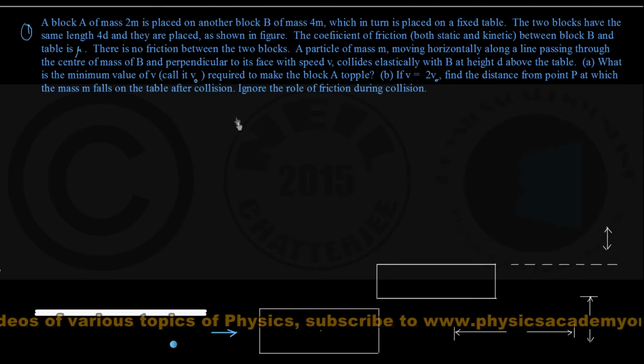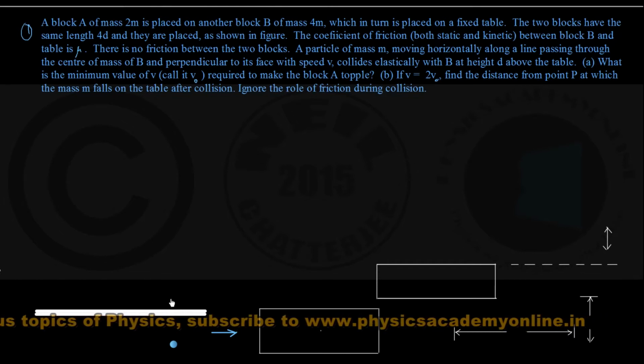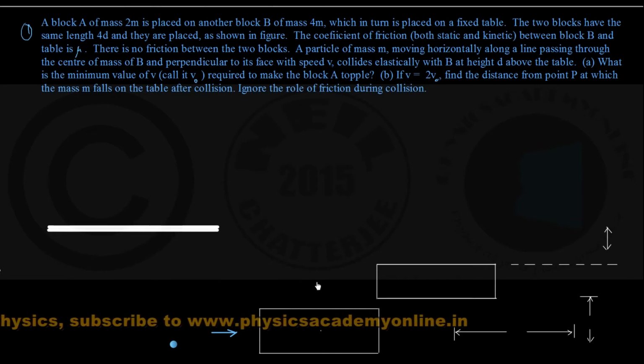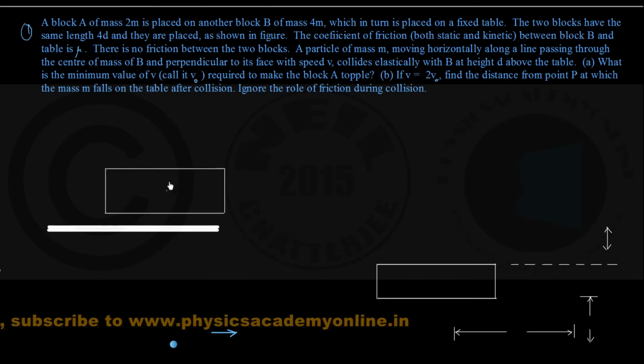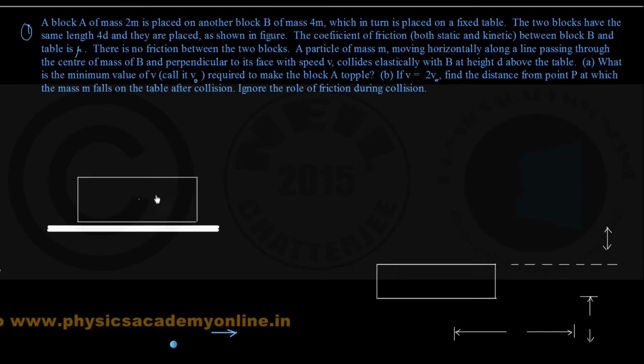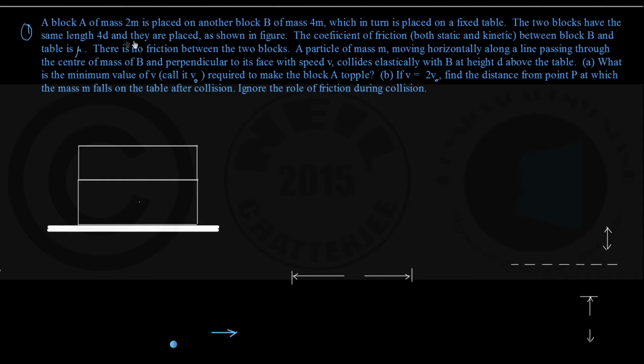Without the figure, the problem is not clear, so let me introduce it in a hurry. This is the tabletop shown, and there are two blocks. There is a block, as you can see, lying on the table. This is block B, and on top of that another block which is named block A is placed. Both the blocks have the same length, which is given to be 4d, as you can read in the question, and I'm just writing it in my figure as well.